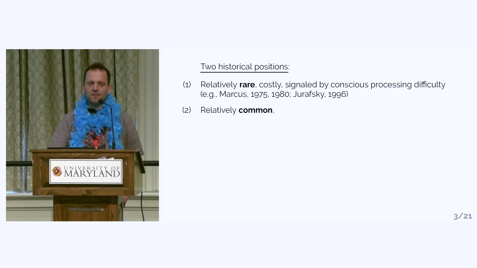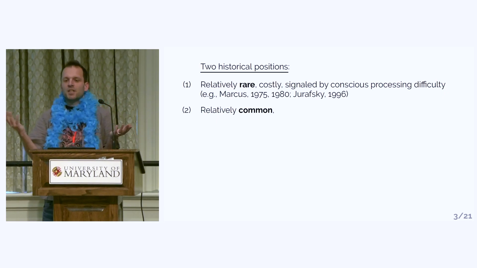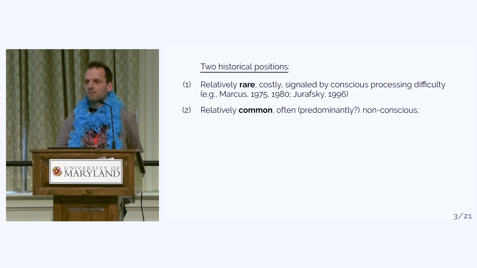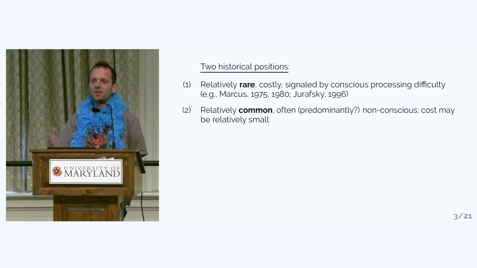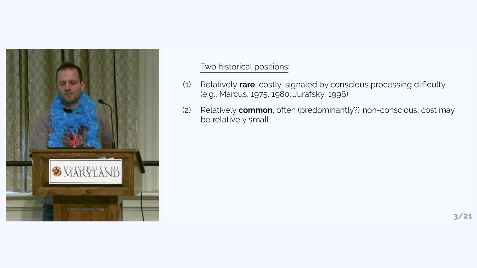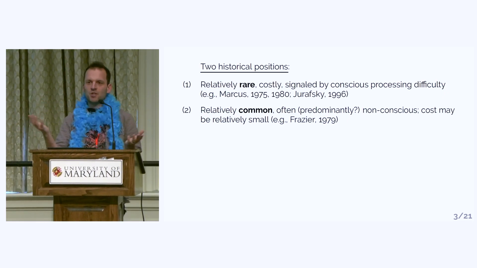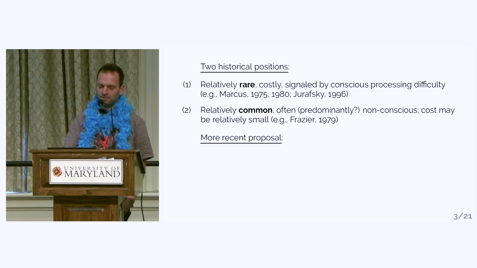Then there's the position that garden pathing is actually relatively common, probably predominantly non-conscious, right? So basically it happens all the time and you don't even realize it, right? Because sentences are ambiguous all the time. And the cost may actually be relatively small. And that notion has also been around for quite some time.